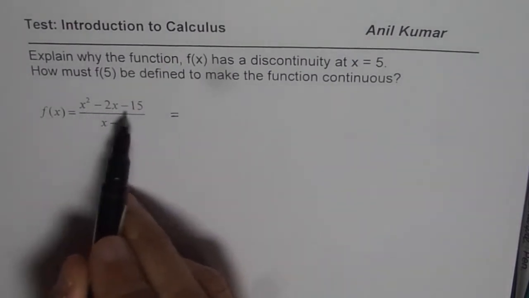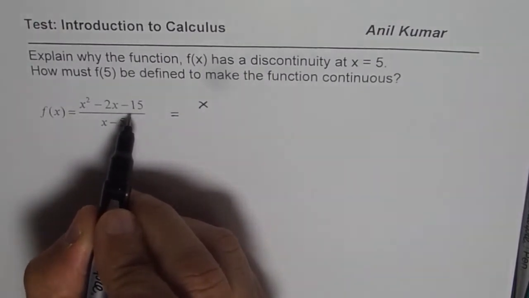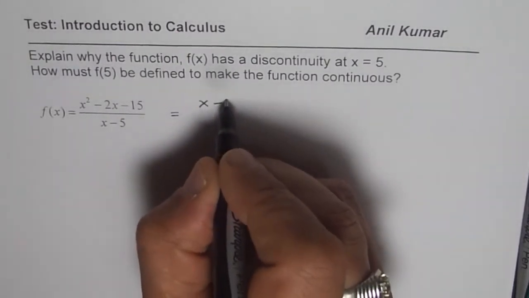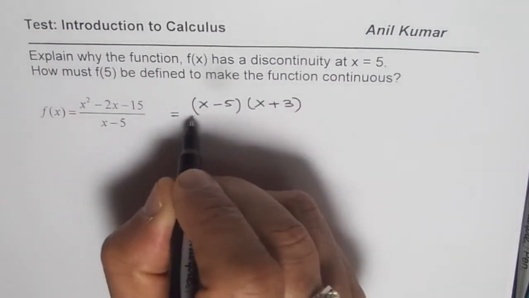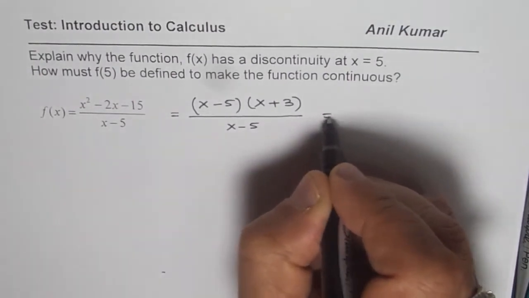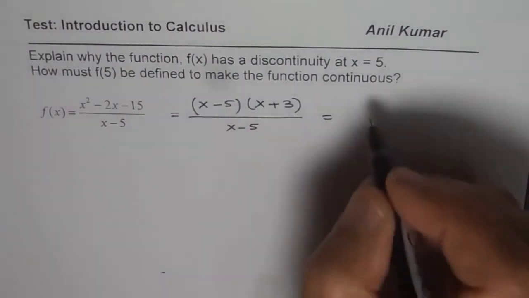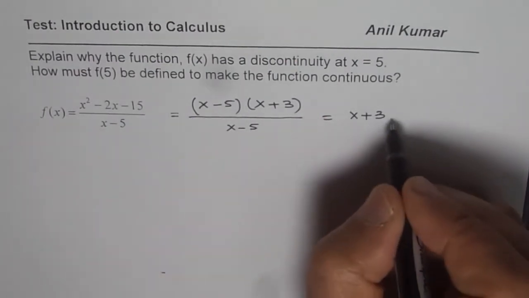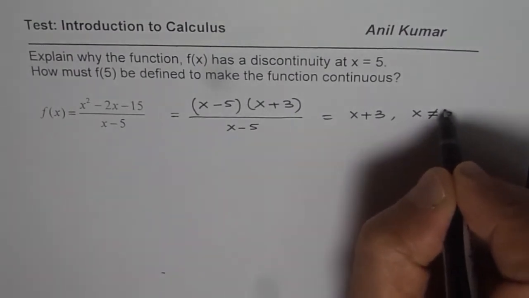The numerator can be factored. Let us factor this, and then what do we get? We are looking for two numbers whose product is minus 15 and sum is minus 2. So those could be x minus 5 times x plus 3, which gives us that factoring. Now x minus 5 is the common factor in both numerator and denominator, so it can be cancelled and we get x plus 3. This expression is equivalent to the given rational expression, and we have to write x is not equal to 5, correct?